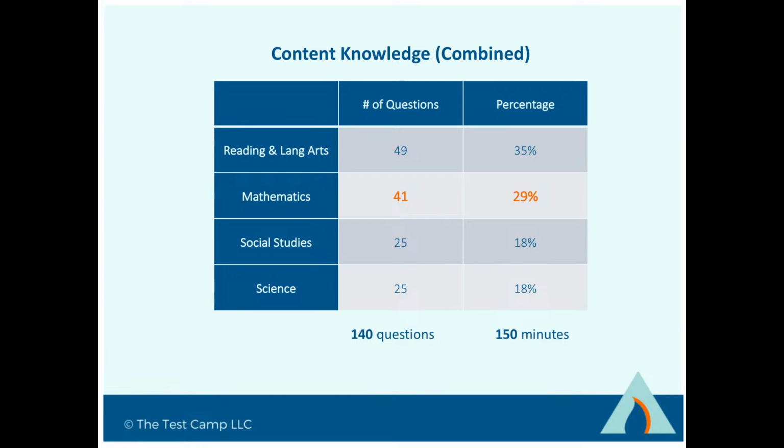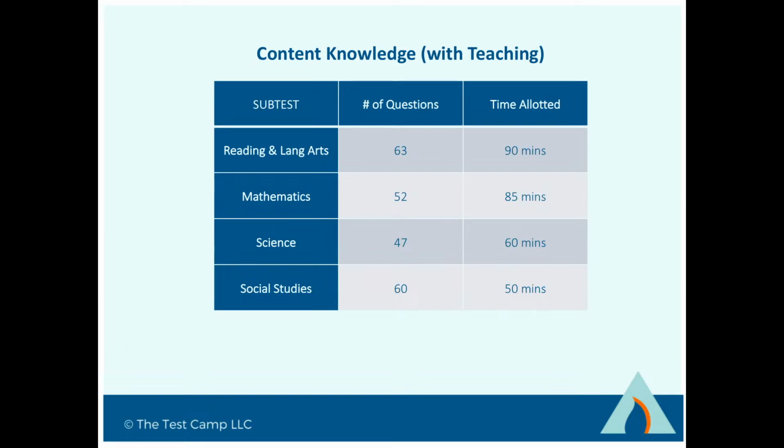Now here's an overview of a different elementary education test, also used in many states. This test includes questions about teaching and has a subtest for each subject area. The mathematics subtest has 52 questions, and the allotted time is 85 minutes, so an average of about 1.5 minutes for each question. Here's another test used by some states.